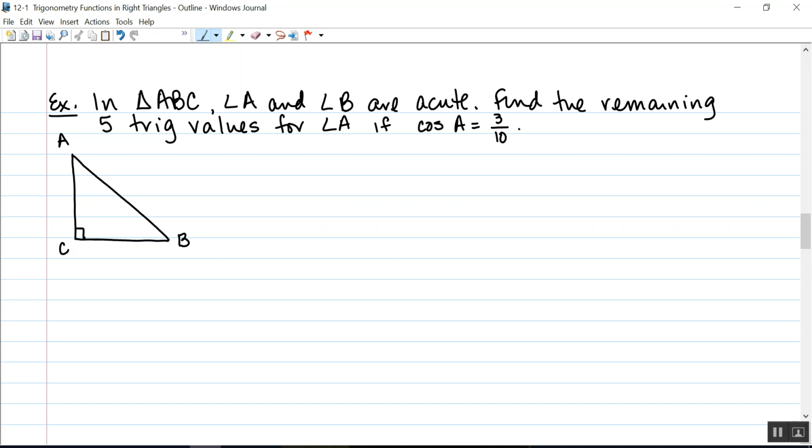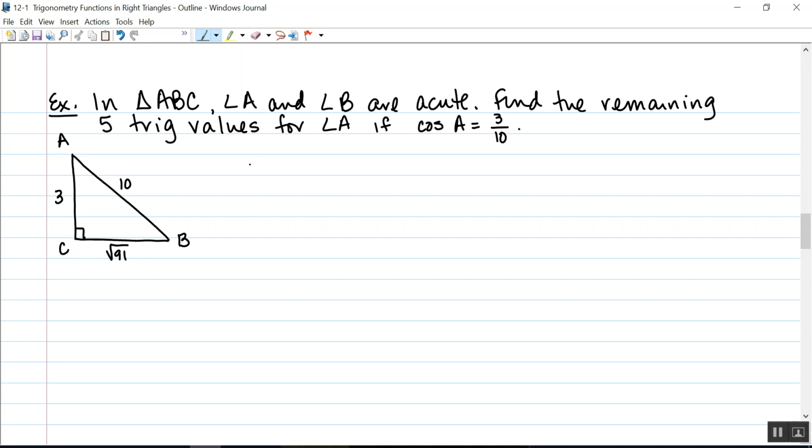I do know that the cosine of angle A is 3 over 10. Remember that cosine is adjacent over hypotenuse, so that means my hypotenuse has to be 10 and the side adjacent has to be 3. Now what I don't know is the length of the side opposite, but using the Pythagorean theorem, which I did off on the side here, I came up with the square root of 91.